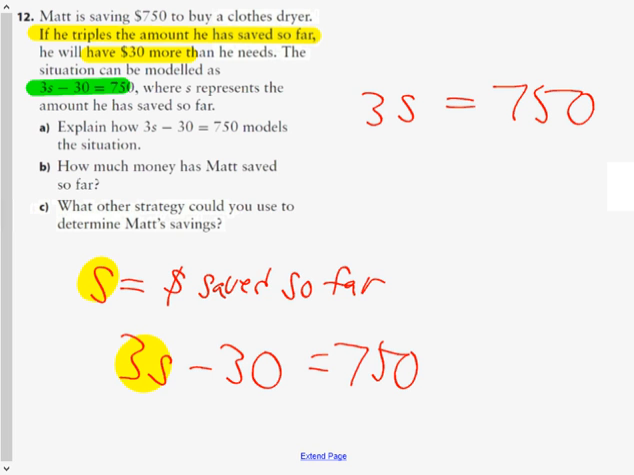So right now, if I was thinking about a scale, he has saved more money than he needs. So how am I going to balance those two out? I have to add a constant of minus 30, because if 3S is $30 too much, the only way I can get that to be balanced with what he needs is to subtract 30. And now he has exactly the amount of money he needs. And that's why 3S minus 30 is equal to 750.